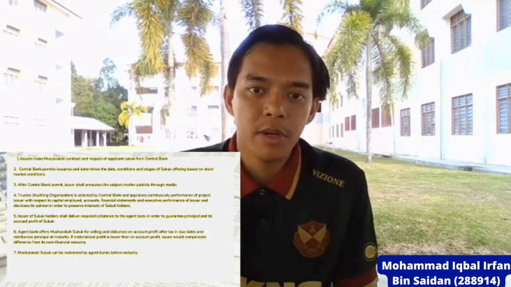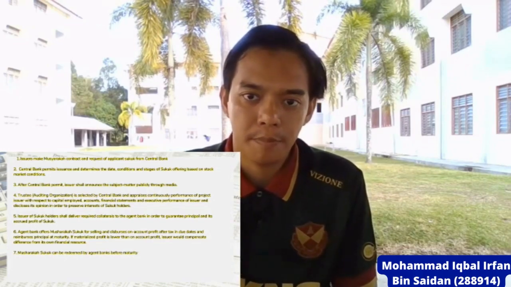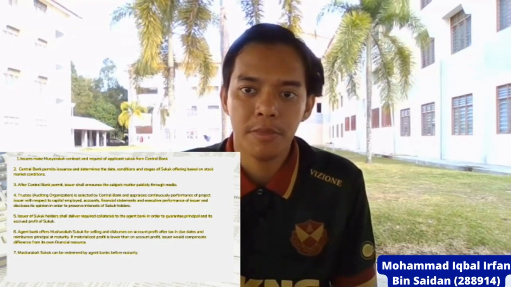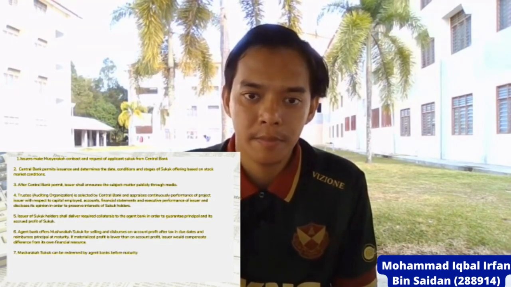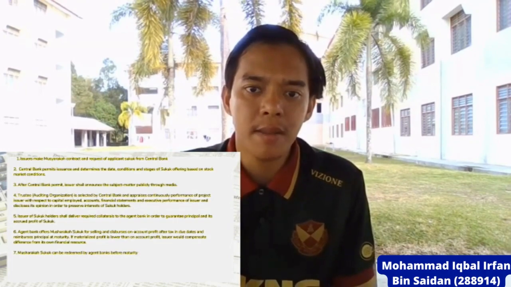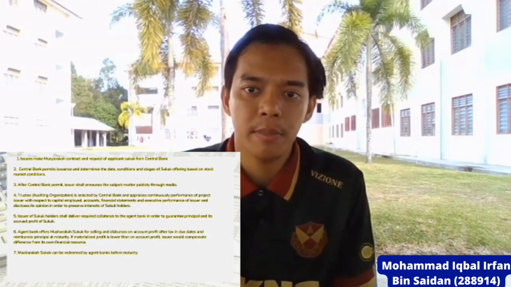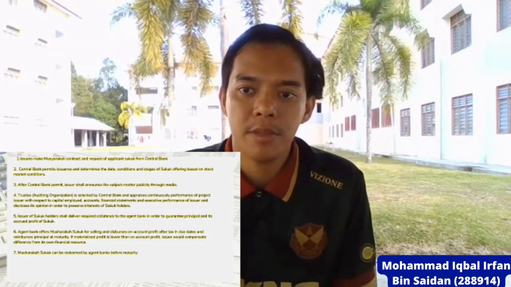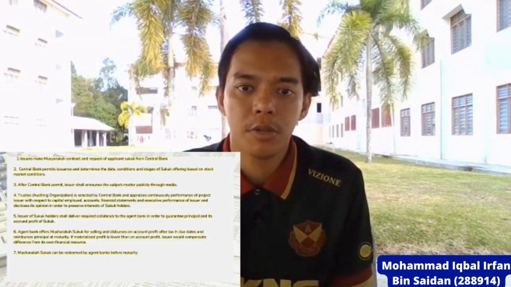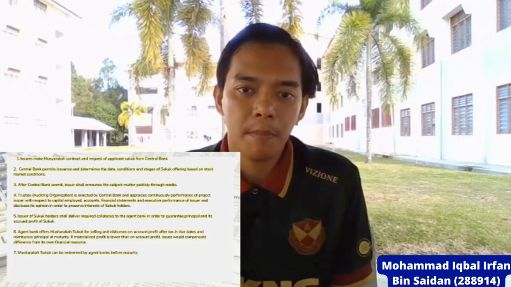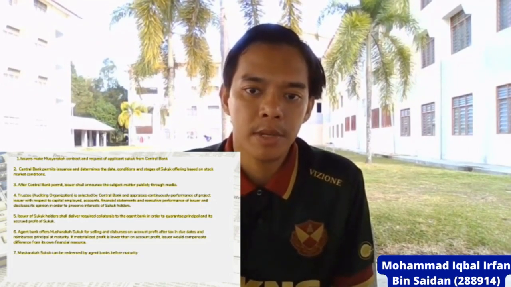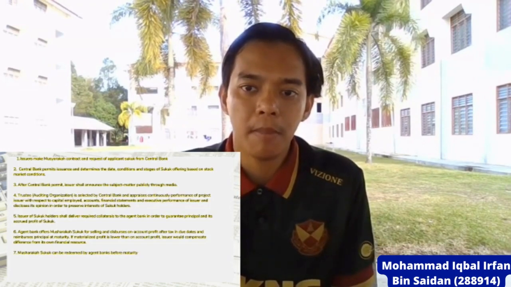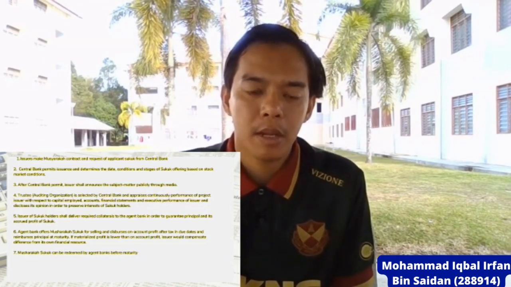Firstly, the issuer makes a musyarakah contract and requests an application of sukuk from the Central Bank of Iran. Next, the Central Bank of Iran permits the issuance and recommends the condition and schedule of the sukuk offering based on stock market condition. After the Central Bank's permission, the issuer should announce the subject matter publicly through the media.